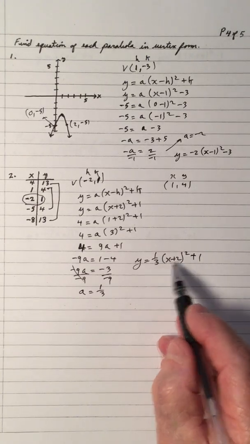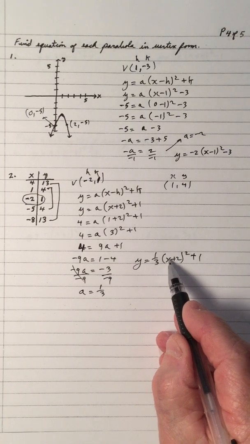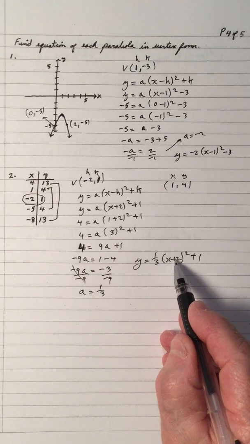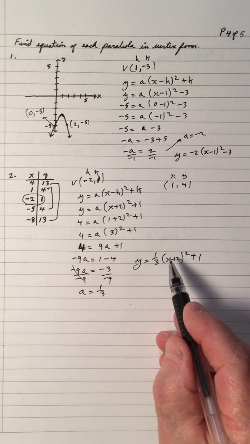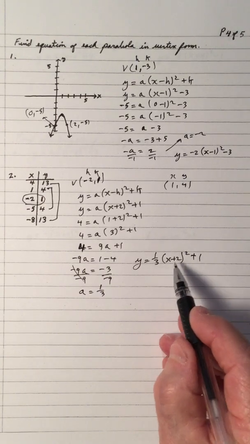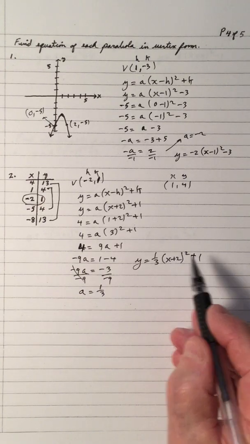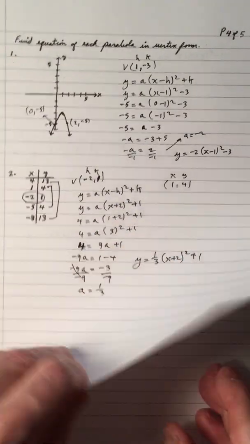And you notice, just to go back to this equation, when you put a negative 2 in the place of this x right here, negative 2 plus 2 is 0. 0 squared is 0. Negative 3 times 0 is 0. And we get 0 plus 1 is 1. So negative 2 will give me the 1, which is my vertex. And let's continue.